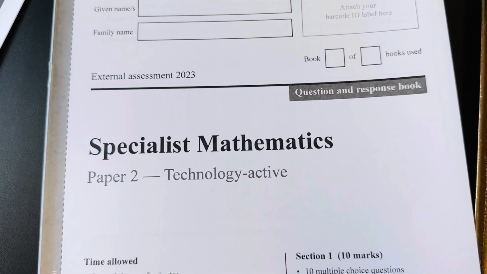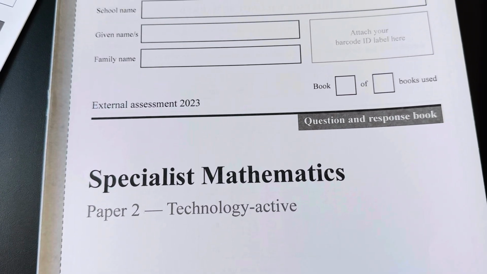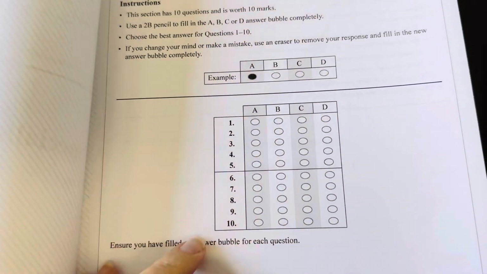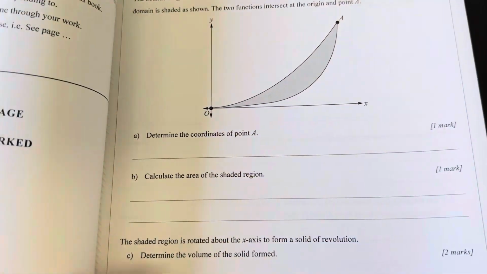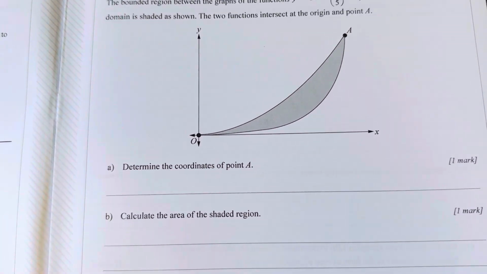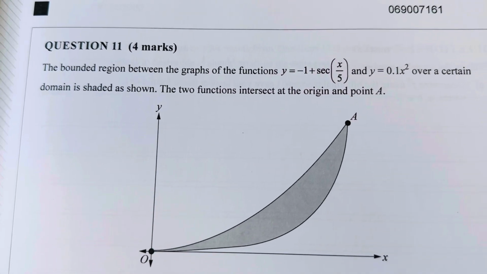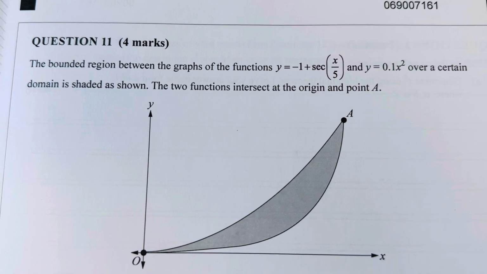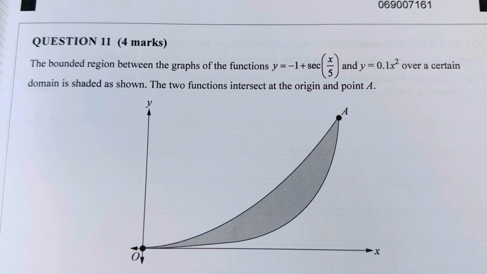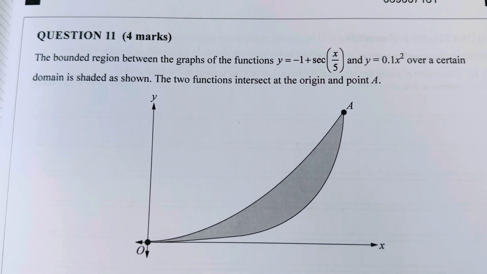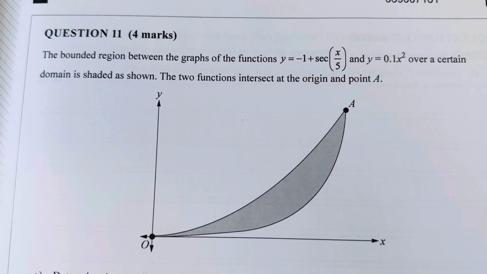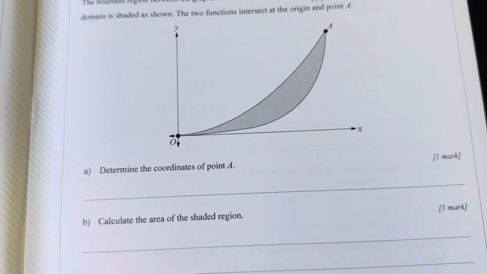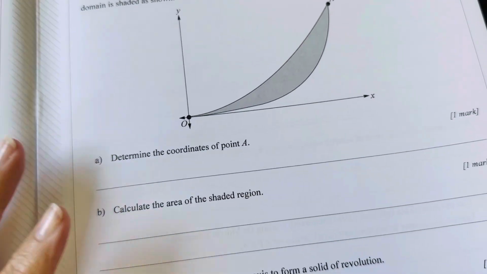Okay, Specialist Mathematics, Paper 2, Tech Active from 2023. This is the short answer. I'm going to do question 11. Question 11. The bounded region between the graphs of the functions over a certain domain is shaded as shown. The two functions intersect at the origin and point A. Determine the coordinates of point A.